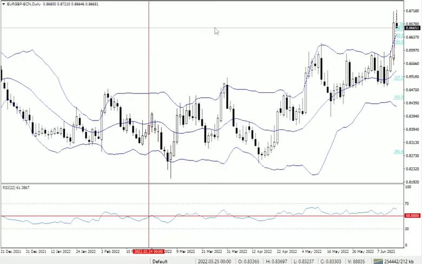And if we talk about the fundamental situation, both economies, the UK economy and the European economy, are equally impacted by the Russia-Ukrainian war. So we can trade them against each other, and we can see such kind of ranging movement inside the Bollinger Band. So that's all about this trade.